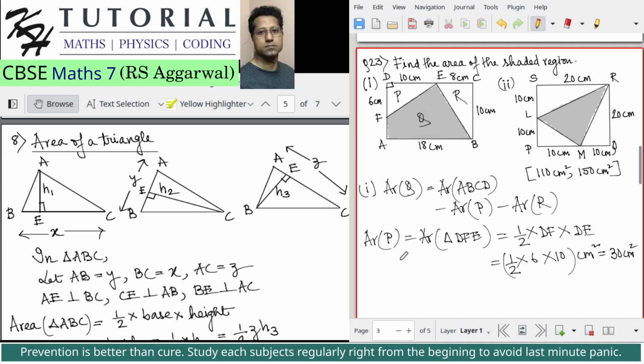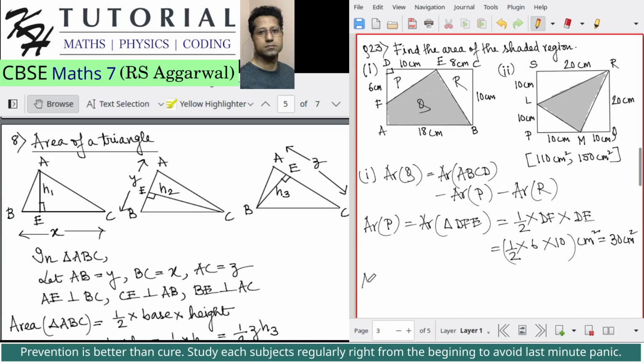Okay. What is R? R is also a triangle. So the area of R is equal to the area of the triangle EBC. What will be the area of the triangle EBC?